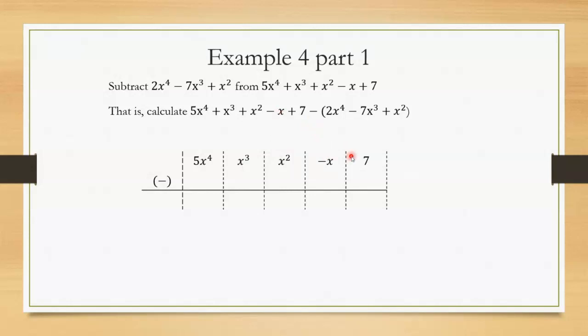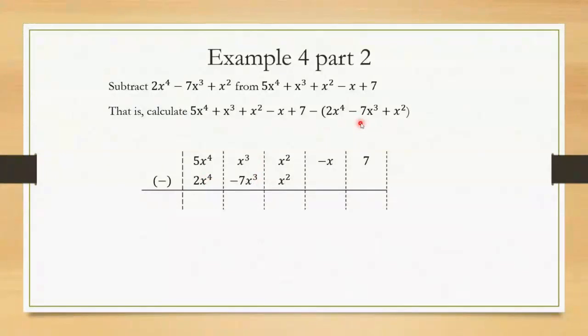That's the first polynomial. So that's for the first polynomial. For the second one, 2x to the 4, where does that go? Well, we have an x to the 4 column, right? So this is going to go into x to the 4.